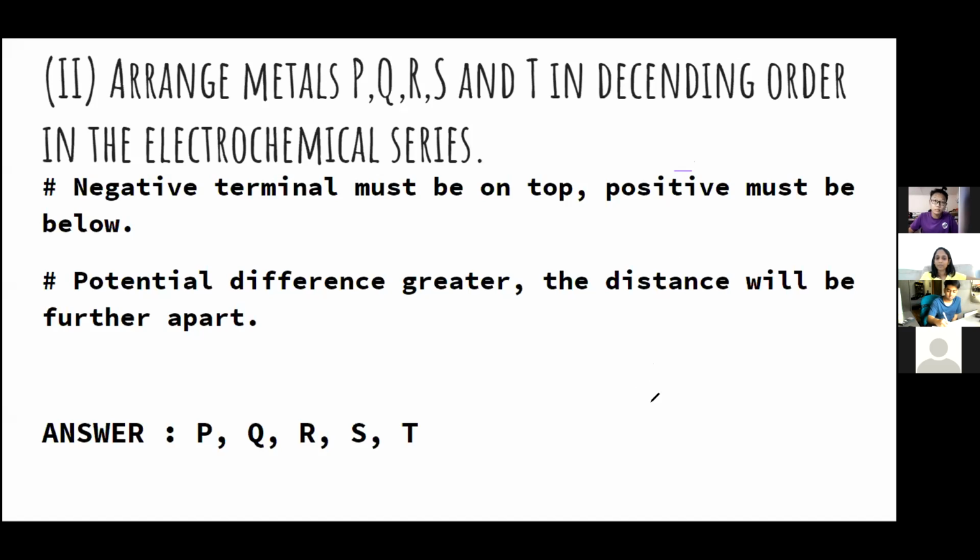Okay, now I write how I do this. Okay, for P and Q, the potential difference is 0.7 and the negative terminal is Q. So Q is in front of P. Okay, correct. Must try to write faster a bit, okay? If you can.